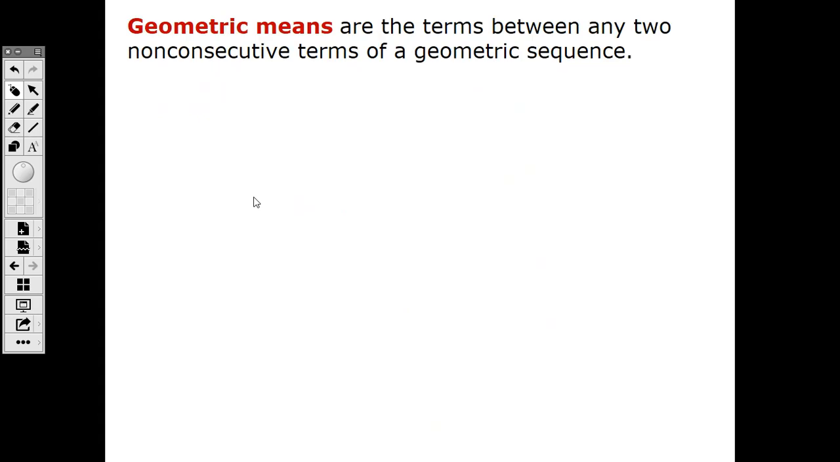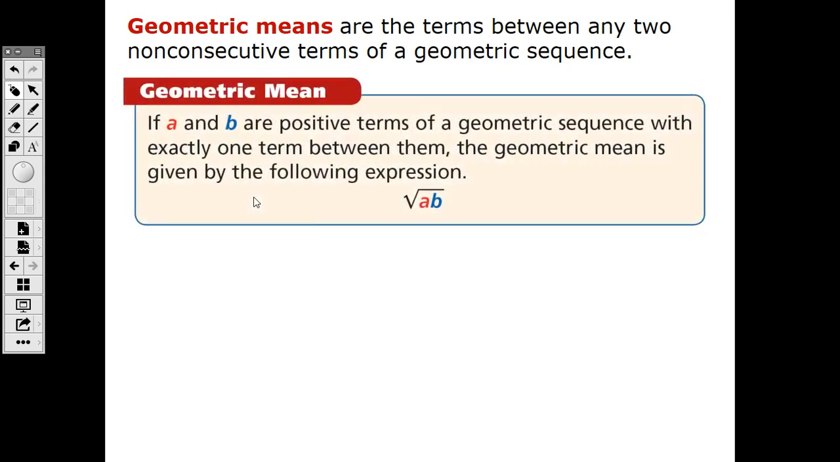Okay. So now a real quick thing on geometric means. It's between these two terms the square root of the product. Remember that if we do geometric mean, you're taking the square root of the product of the two numbers. Like arithmetic mean, you add them up and divide by how many.